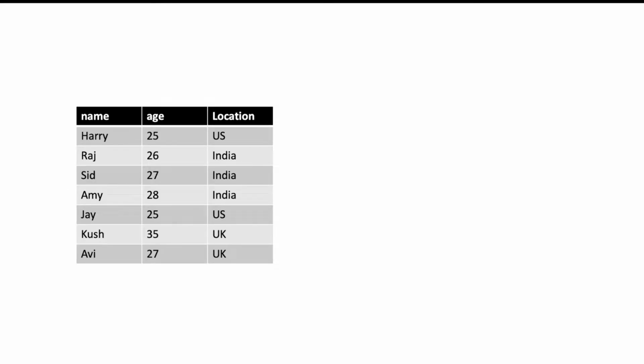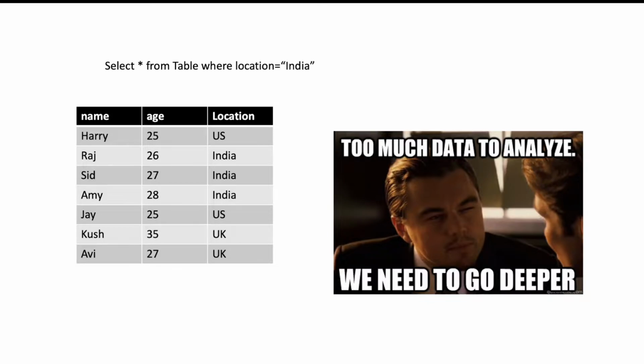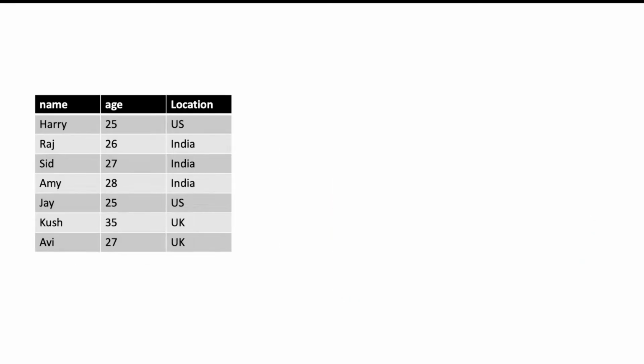Assume you have a huge table which contains data about all the people in different countries. That table has three columns: name, age, location. Now you want to run a query that selects star from the table where location is equal to India. To get the results, we have to go through all the records of the table one by one, filter wherever location is India, and then create an output set. Here our data is very huge and we have to go through all the records. This is very troublesome. Can we optimize this?